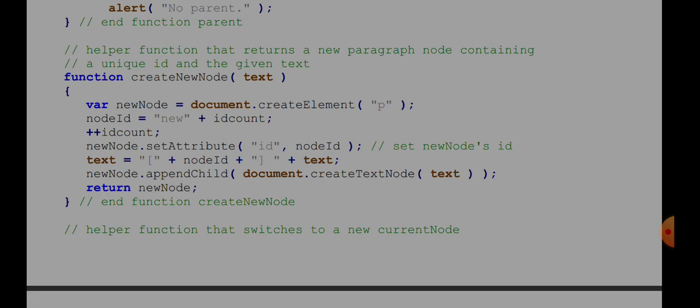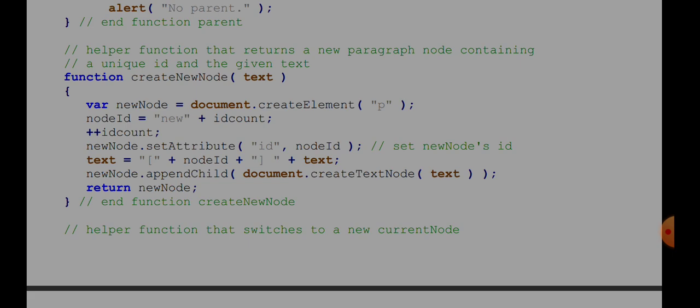Then upon creating this, we will be adding the ID count. Now the ID count is set as 0. Then upon adding the new tags, we will be adding the count, ID count. Then we will be putting the node ID as that ID. Here the ID will become node ID equal to new plus ID count.